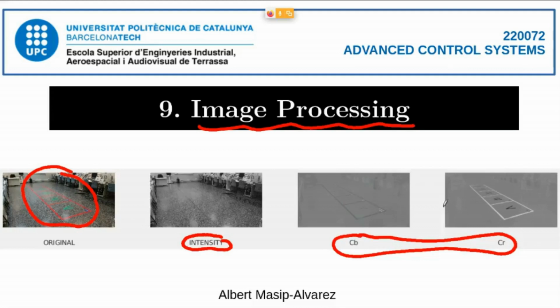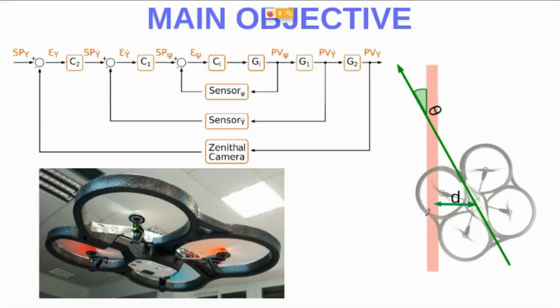our objectives. So the aim of today's lecture is to explain to you how we can manage this image representation in order to detect the line to follow. Because remember, the main objective of the control of our aircraft is as follows.